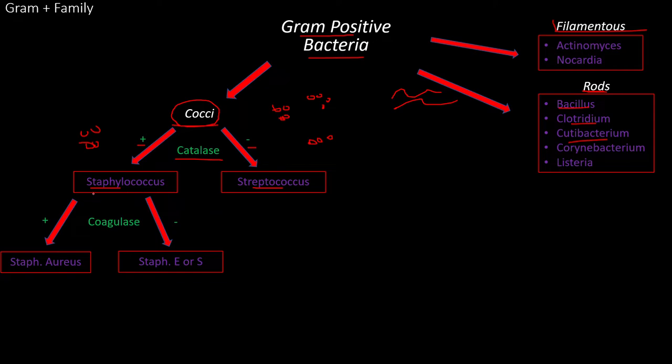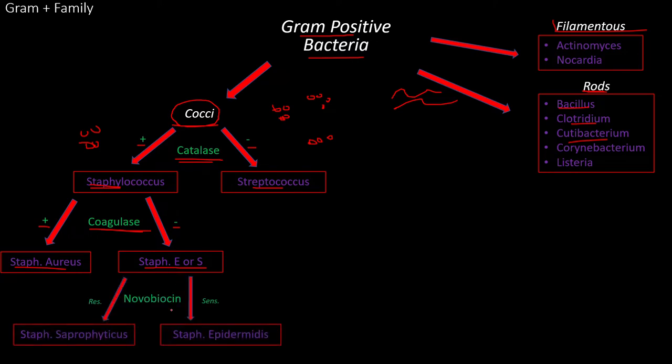Let's break this down a bit more. So we'll do staph first and strep later, okay? Staphylococci can be broken down further into Staphylococcus aureus or Staphylococcus other species, which are epidermidis or saprophyticus. So how do you differentiate that? Coagulase test, right? With Staphylococcus, you start with catalase, so you know it's Staphylococcus, and then you differentiate by coagulase. Staph aureus, the final boss of many bacteria, to be honest, is coagulase positive. Staph epidermidis and saprophyticus are coagulase negative, okay?